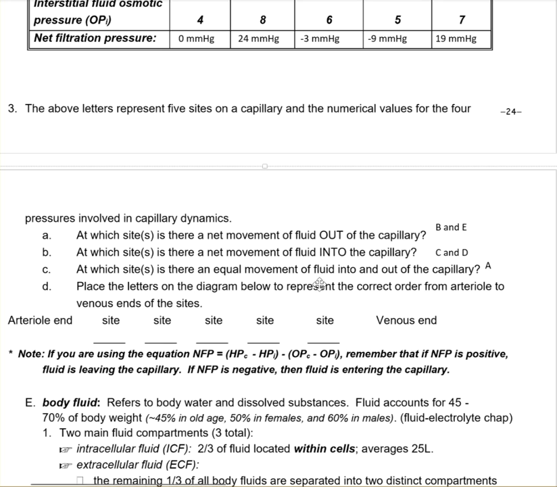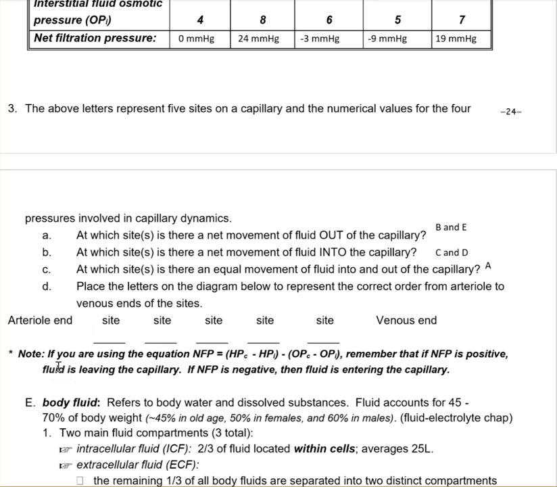Okay, now it says, place the letters on the diagram below to represent the correct order from arterial to venous ends of the sites. So remember what we said. Fluid and things tend to diffuse out at the arterial end, and things get to be reabsorbed at the venous end. So where would we put the values? Where would the values end up going? We don't have to put the numbers, we just have to put the letters. So at the arterial end, where would be the greatest pressure out, net filtration pressure out?